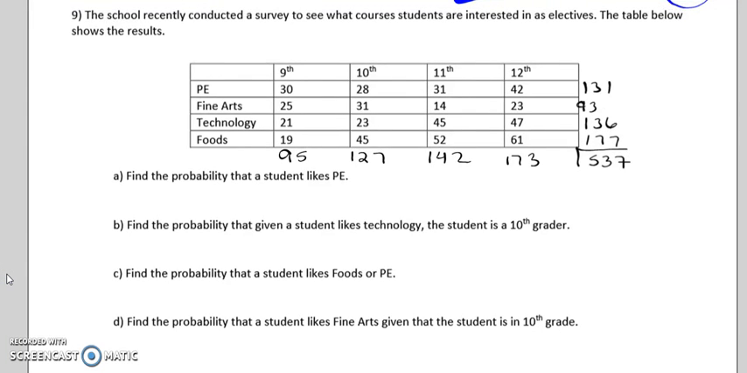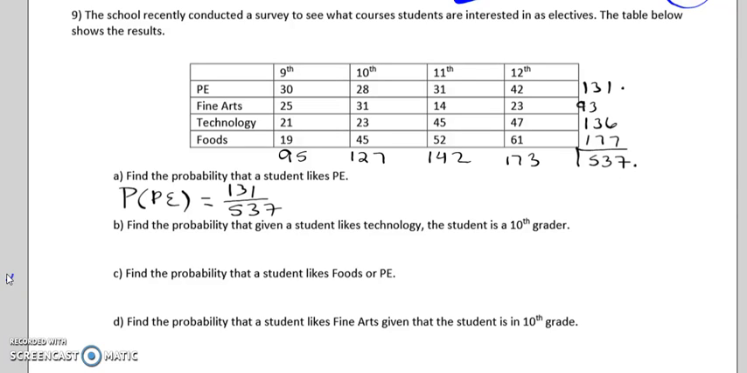All right, so finding the probability first, the student likes PE. So probability of PE equals, well, how many students total liked PE? We'd have to add this whole row. We've already done it. 131 out of the total number surveyed would be 537. So there's the probability a student likes PE.